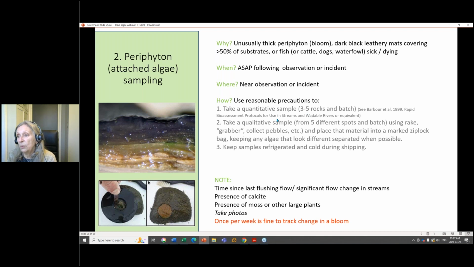But failing that, you can always simply grab from a few different spots on a few different rocks and submit that to a lab. If you don't want to go to the protocol of taking a quantitative sample, I've given a reference here to one of the methods. Here you want to note the time since the last flushing flow or a significant change in flows. You want to note the presence of calcite, that's that crunchy, yellowy gray mineral that likes to precipitate in the summer. Presence of moss or other large plants. Please take photographs, but here once per week is fine to track change, even with a significant or potentially harmful algae bloom.